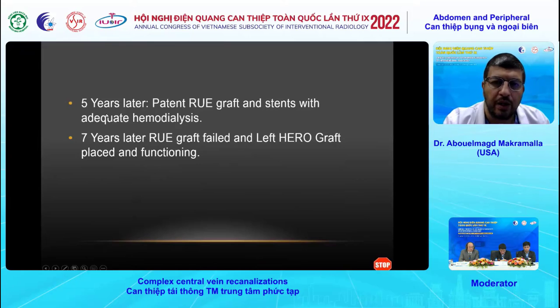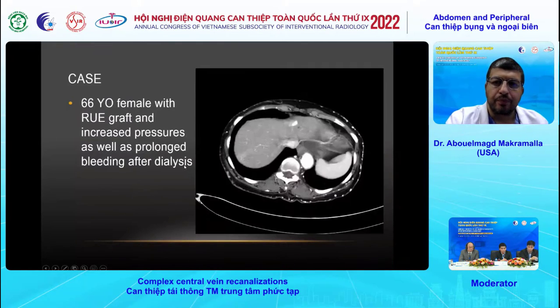We checked that. Actually, these stents remain patent for 5 years later. And then actually we kept following the patient for 7 years after that, remain patent until the right upper extremity graft failed, and they decided to place a hero graft on the left side.